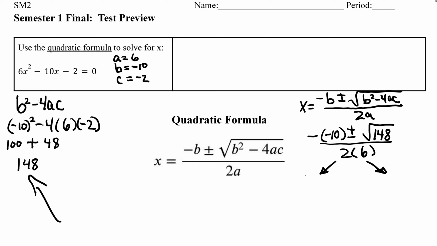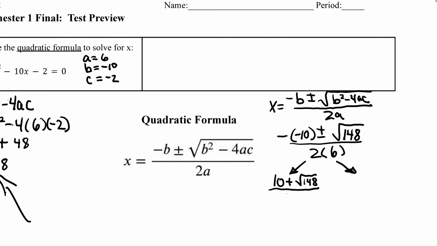I'm going to put 10 plus the square root of 148 over 2 times 6, which is 12. And then over here is just the negative version. This is why it has 2 solutions.